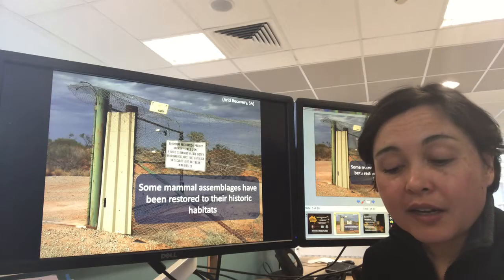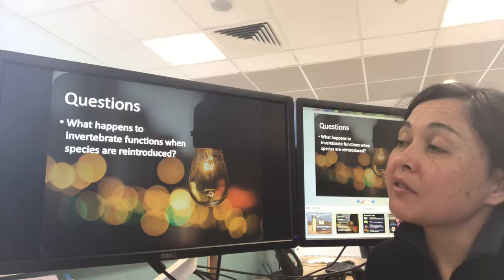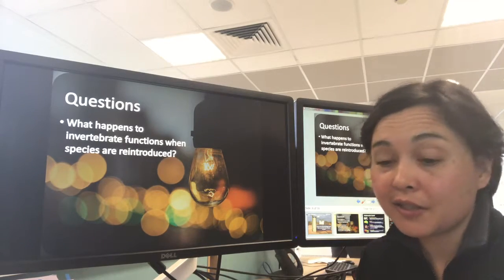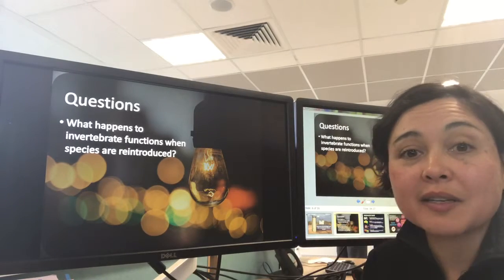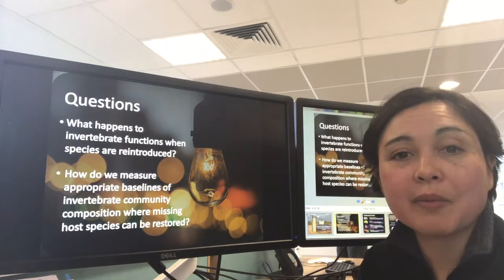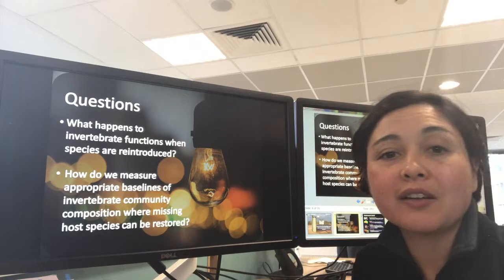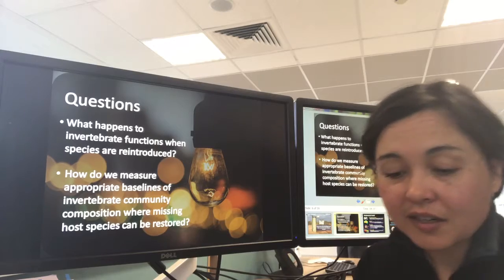Luckily, it's possible in some cases to return those species to fenced habitats where predators have been removed, and these reintroductions let me ask 2 questions about the biology of those systems. First of these is what happens to invertebrate functions when species are reintroduced, and the second is how do we measure appropriate baselines of invertebrate community composition where missing species can be reintroduced.